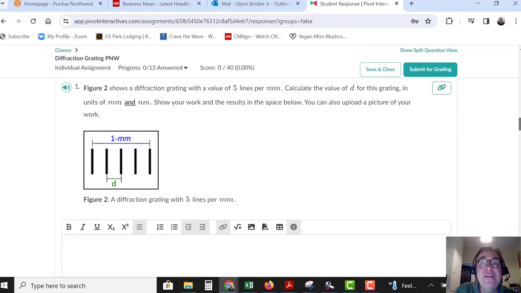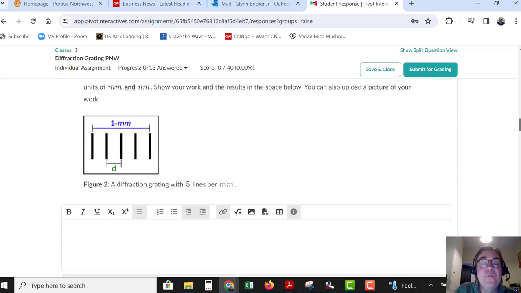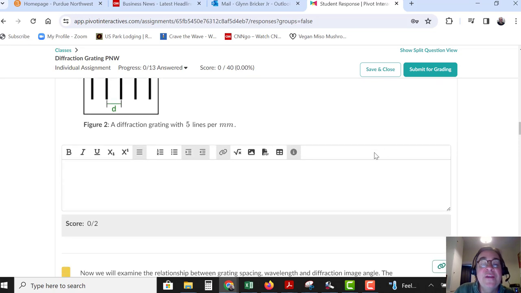Calculate the value of d in the space here. Do it in millimeters and then also do it in nanometers. You can try to type it out if you want to, or do the work on a piece of paper, take a picture, and then upload the picture here. It's just a little cumbersome with Pivot Interactive to type it out.